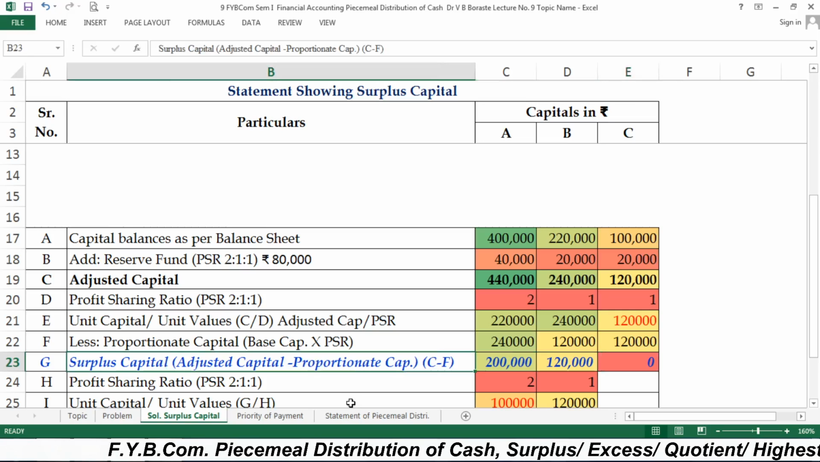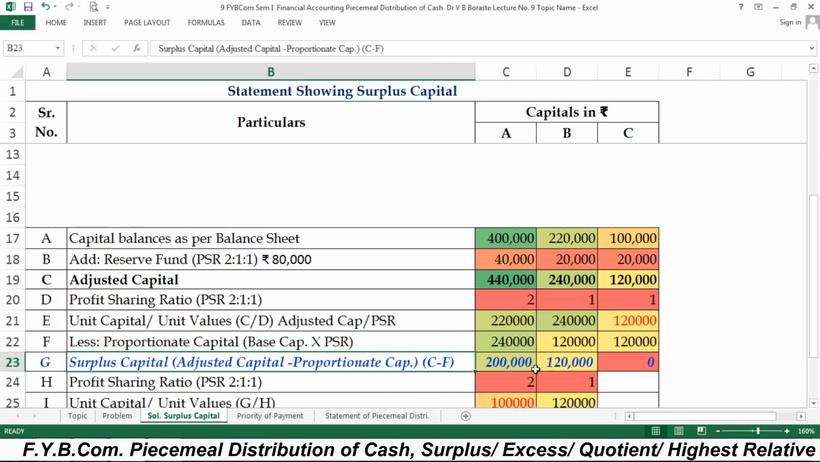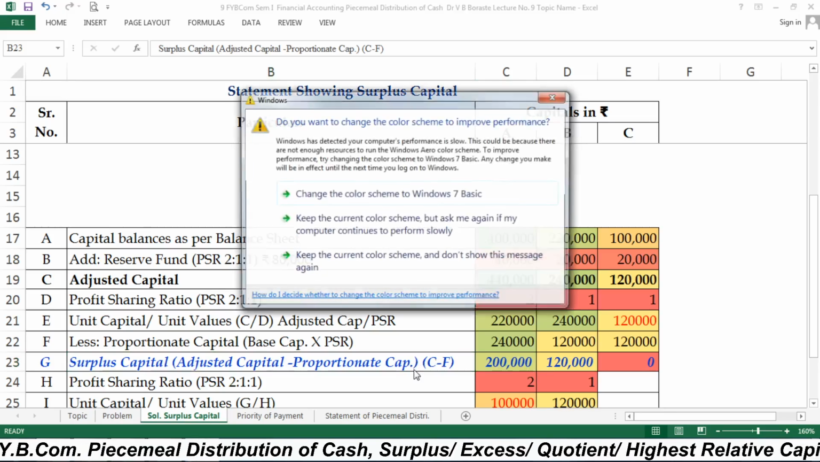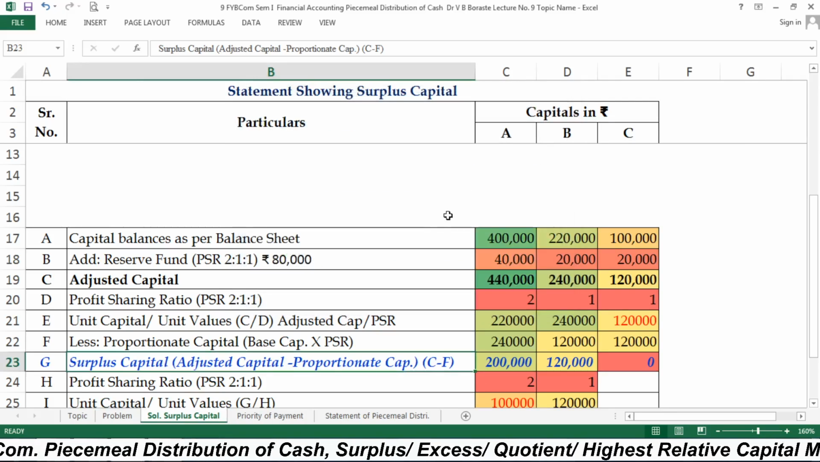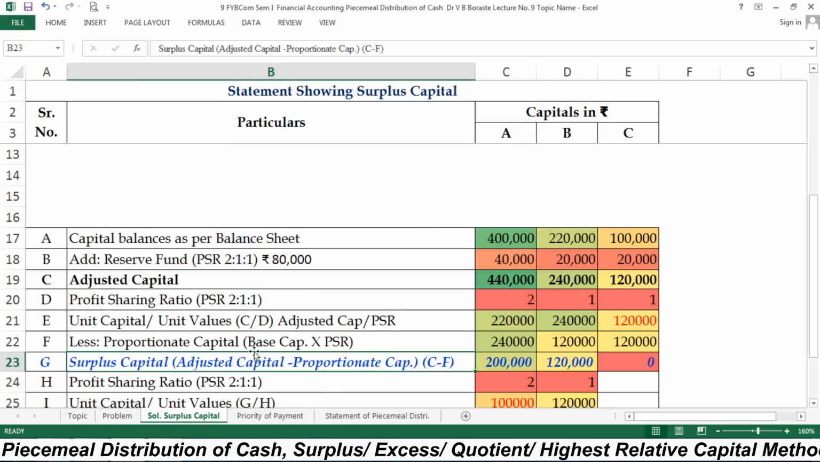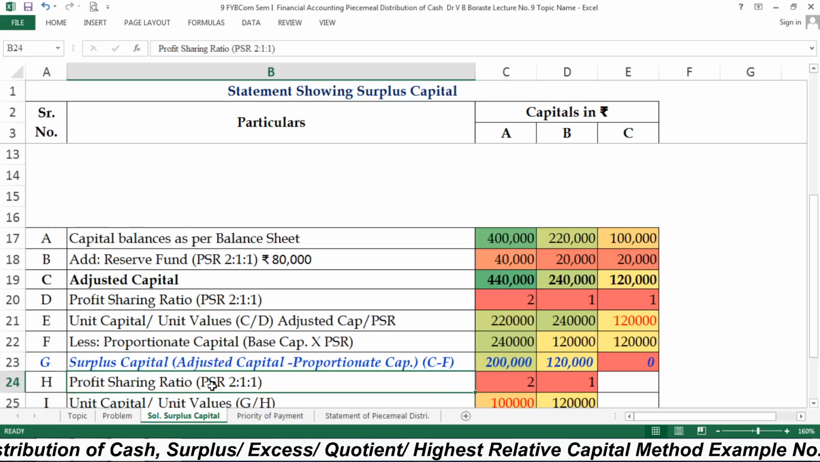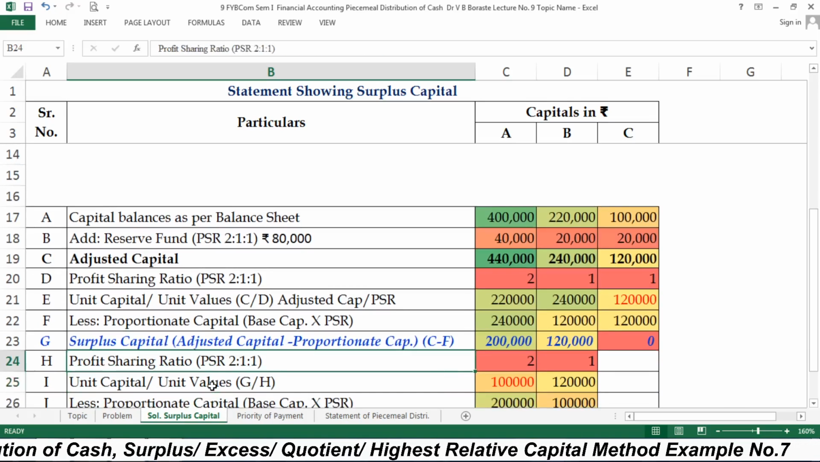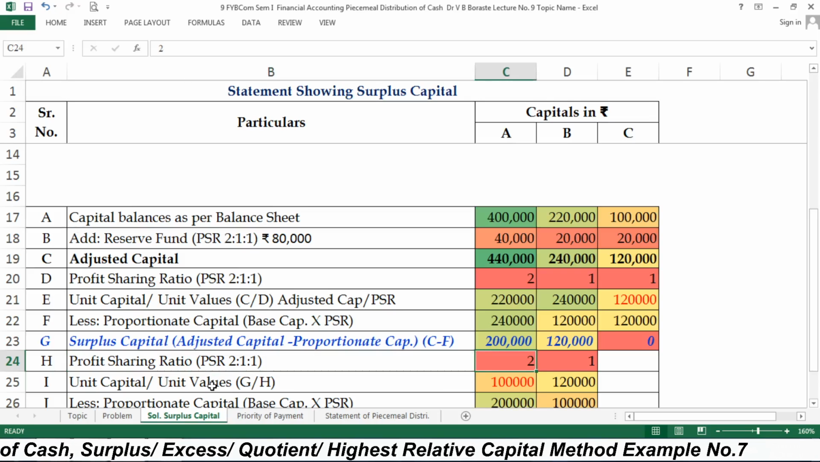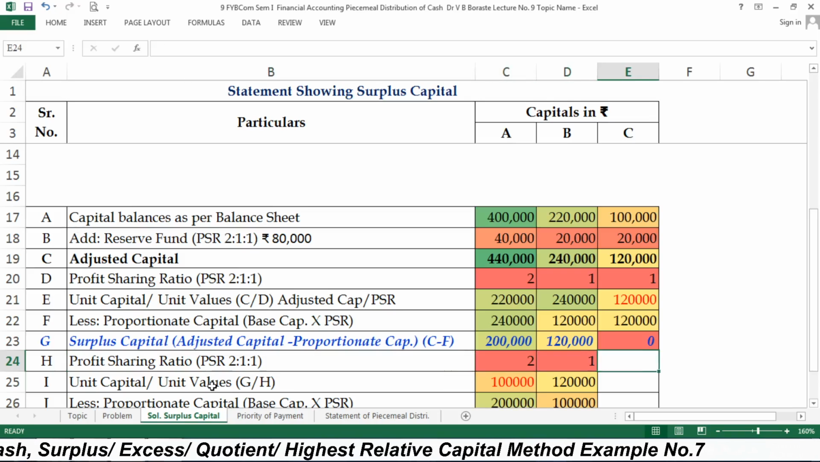After that, we have to calculate the absolute surplus. Here we got the surplus of A and B, but we have to find out a single partner who has given an extra amount to the partnership firm, that is the surplus capital. So again we are going to repeat all these steps: profit sharing ratio, unit capital and proportionate capital. It is very simple. The profit sharing ratio is 2 is to 1 is to 1. Here 2 is to 1, C's ratio will not be considered as its capital is already nil.